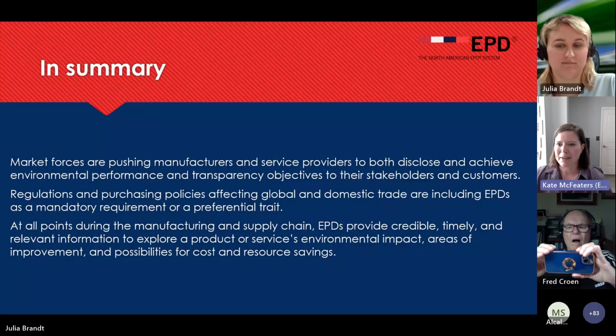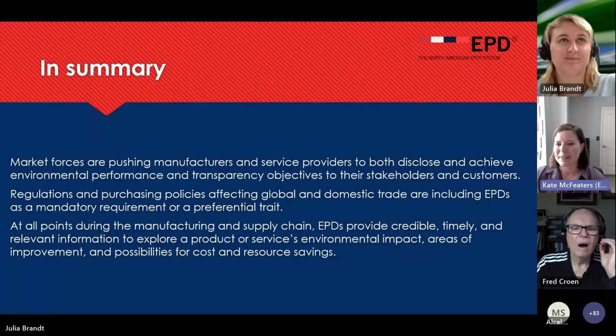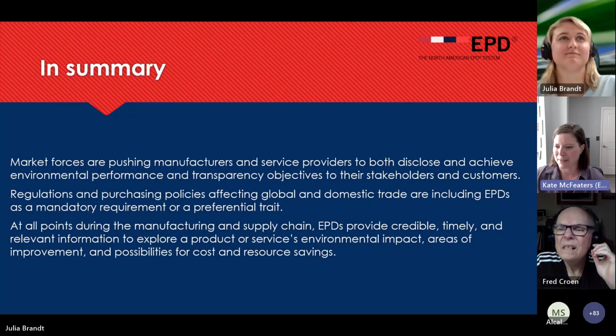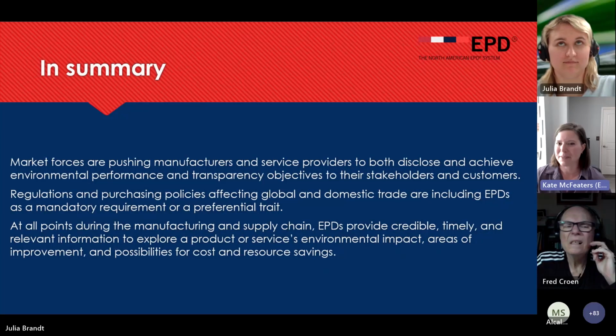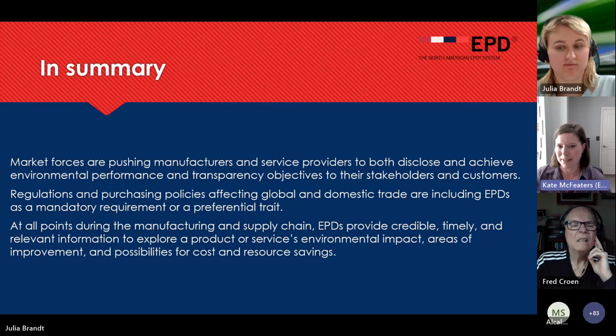So just in summary, I wanted to emphasize that the regulatory environment is moving towards requiring EPDs for a lot of products, for a lot of circumstances, for a lot of services. And on top of that, the market competitiveness is pushing for having this information, especially in the construction industry, but in general, more and more.